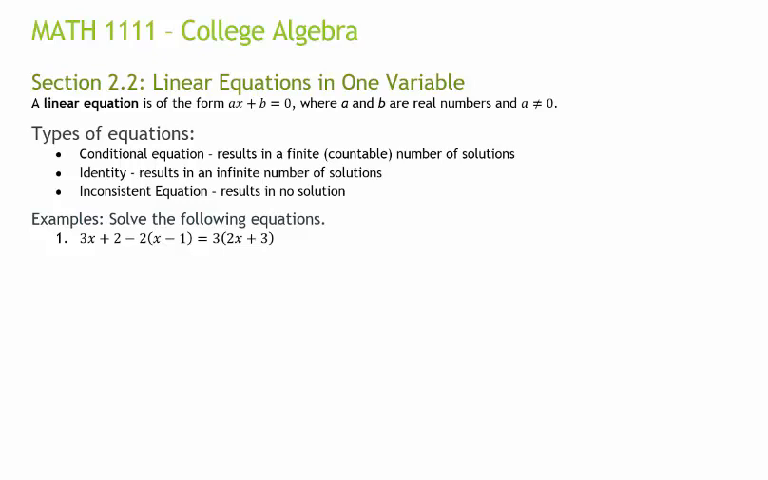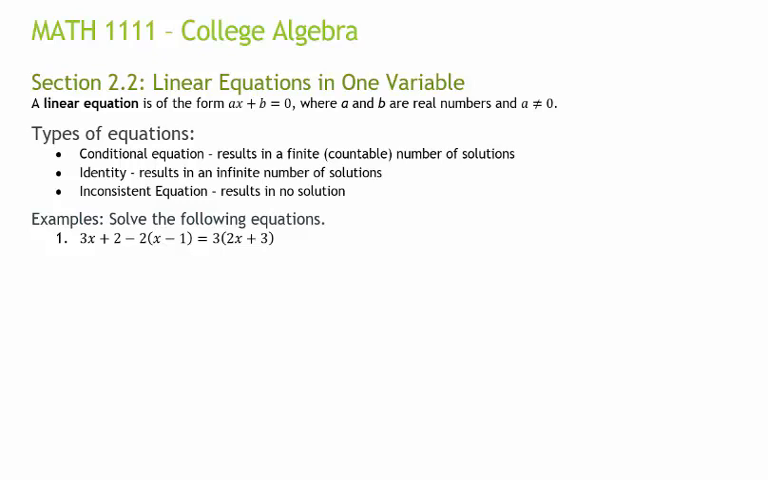In section 2.2, we're going to take a look at solving some linear equations in one variable. A linear equation is of the form ax plus b is equal to 0, where a and b are real numbers and a does not equal 0. So we have a few different types of equations, and hopefully we'll get to one of each at least.